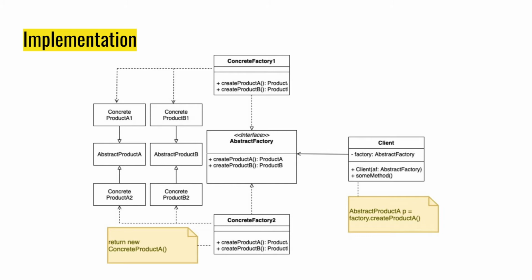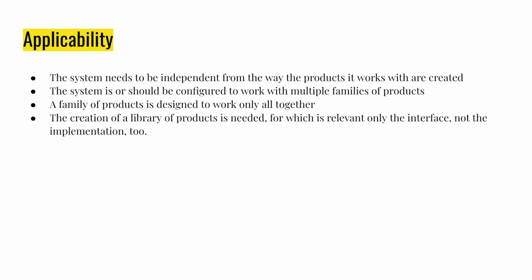This way, the client code that uses the factory doesn't get coupled to the specific variant of the product it gets from the factory. The client can work with any concrete factory product variant as long as it communicates with their objects via the abstract interface. We should use the Abstract Factory design pattern when the system needs to be independent from the way the products it works with are created.